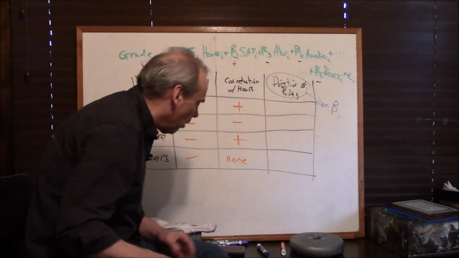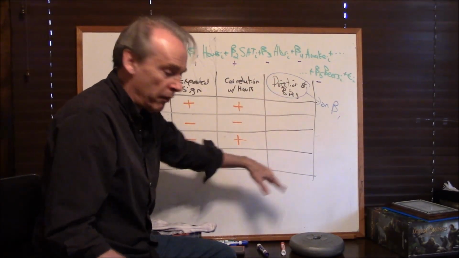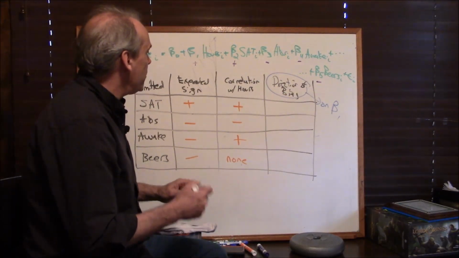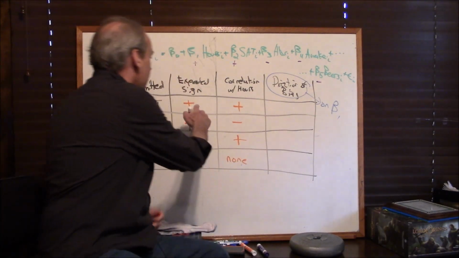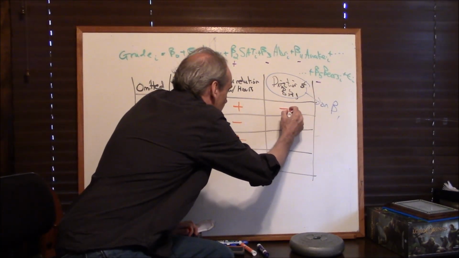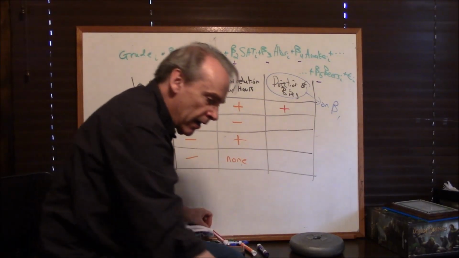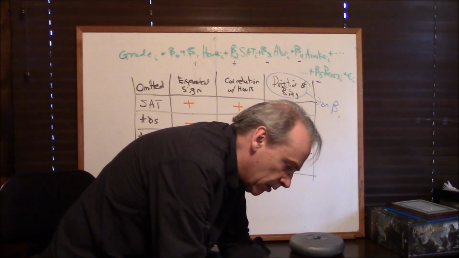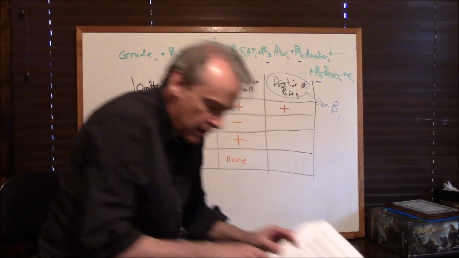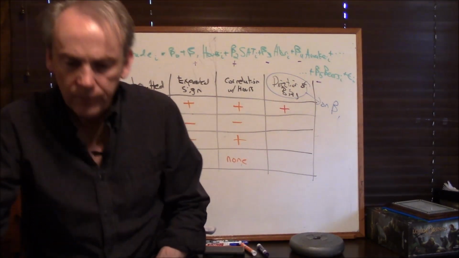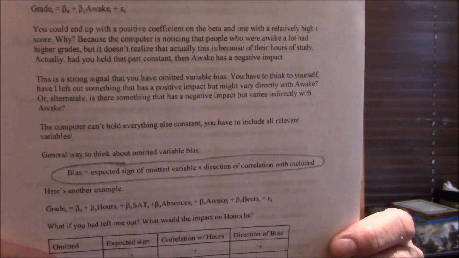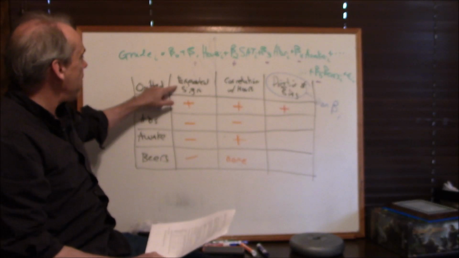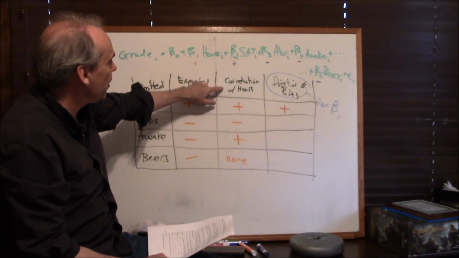All right. So now the really important column over here. What would be the direction of bias on beta sub 1 if you left out SAT? This times this is this. And that was that equation, let me circle it here on my notes and I'll show you. That was that equation I was showing you a minute ago before I erased it. Let's see, right there. Bias is equal to expected sign of omitted variable times the direction of correlation with included. Expected sign of omitted variable times the correlation with the included one.